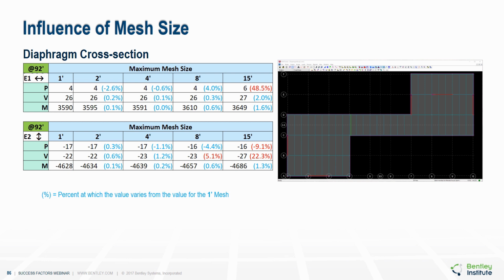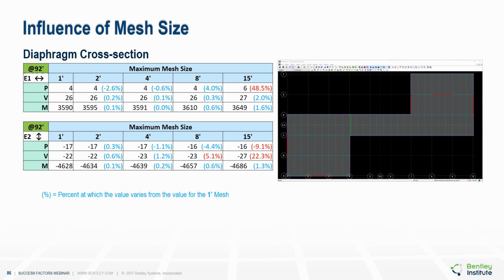And now what we see when we go to look at diaphragm forces themselves, now we're starting to see a little bit more impact from the mesh size. So in particular, the 15-foot mesh, and keep in mind these bays are 30 feet, so 15 feet is half of a bay size, this 15-foot mesh is showing some significant differences. The 8-foot mesh is also showing some differences, but 5%, 5.1%, and the smaller meshes again are showing virtually no difference from that of the 1-foot mesh.